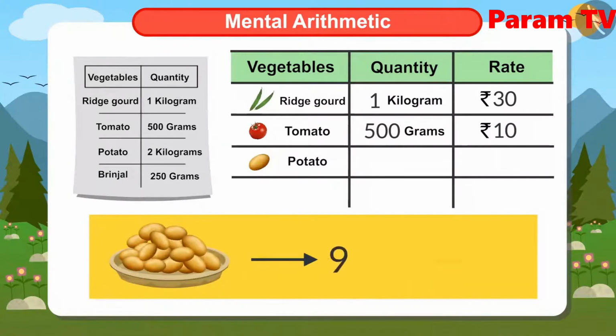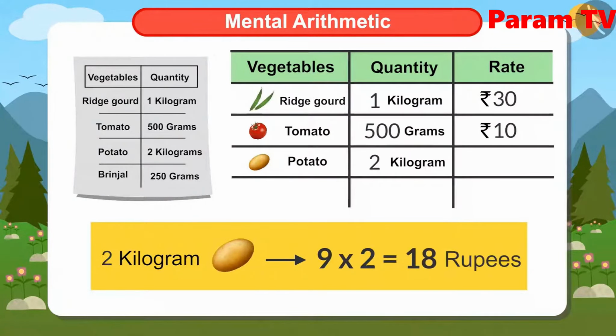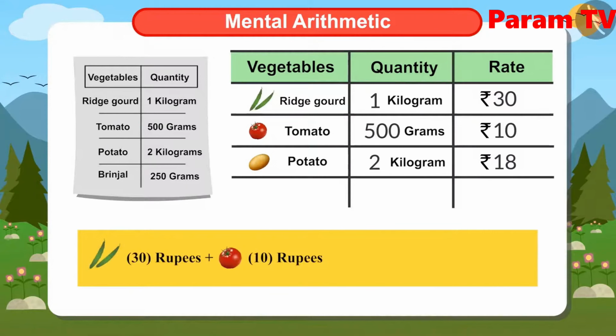Potatoes are 9 rupees a kilo and I have bought 2 kilos of potatoes. To find the cost of 2 kilos of potatoes, I have to multiply 9 by 2. 9 twos are 18. That is, I have to pay 18 rupees for potato. I will also add this to the price of ridge gourd and tomato. And the answer is 58 rupees.